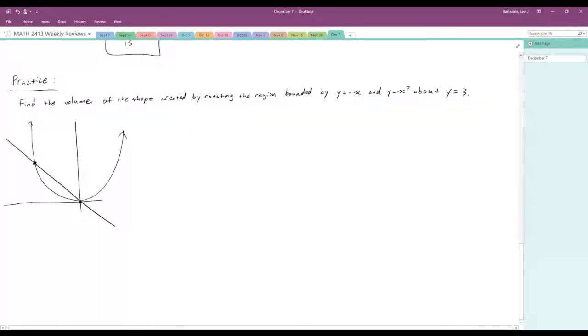Here are our intersection points, which I happen to know are at -1 and 0, but I will calculate those in a minute just for everyone's benefit. And here's the line y equals 3, which we are rotating it about. So right here is my region.